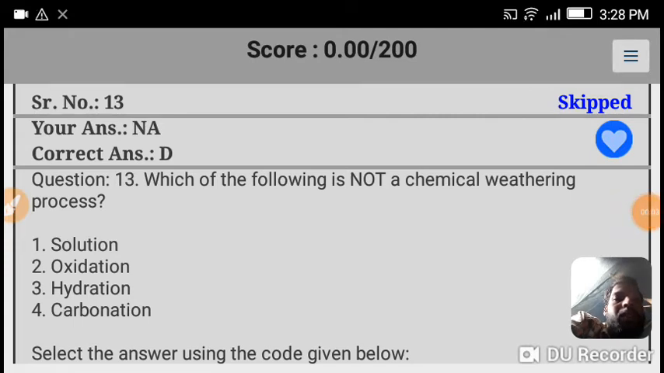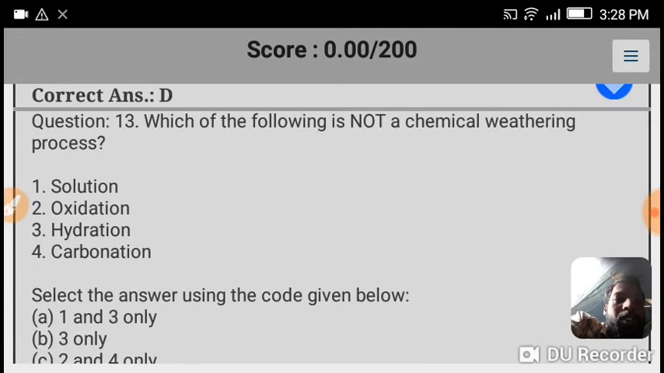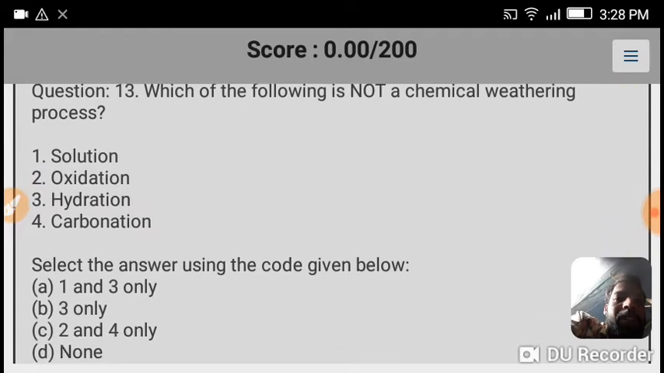So first question: which of the following is not a chemical weathering process? The main chemical weathering processes are solution, oxidation, hydration, and carbonation. But here the question asks which of the following is not. Here all of them are chemical weathering, and there is no option for "none of the above". The question asks which is not chemical weathering, but they all are. Okay.